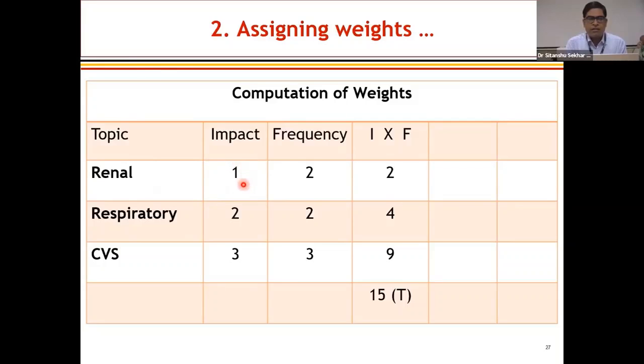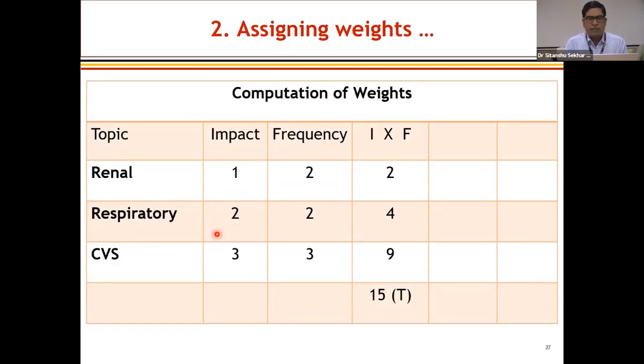So for the renal course, they have given impact of 1 and frequency of 2. Impact of 1 means little prevention potential, frequency of 2 means moderately seen condition. So you have to multiply I into F to get the score for renal course. So it is 2 here.